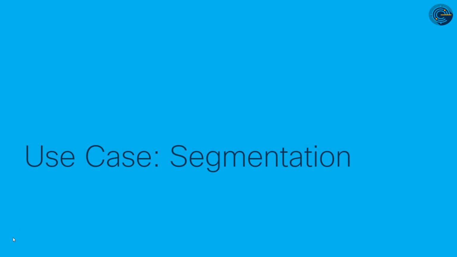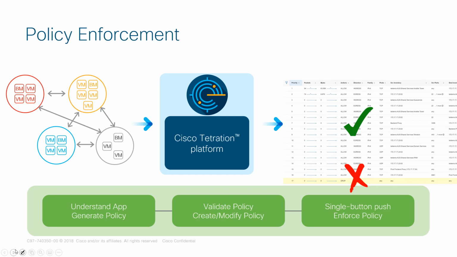Okay, so let's take a look at segmentation. Once our policy is the way that we want it, or the way that we think we want it, once we've validated it, we can now essentially achieve our goal, which has been segmentation. Our goal the whole time has been to take something that's incredibly complex and make it as simple as humanly possible. So we want to understand the application, we want to validate that that policy is in fact correct, and then we want that single button push. We want that really simple way to segment our network.